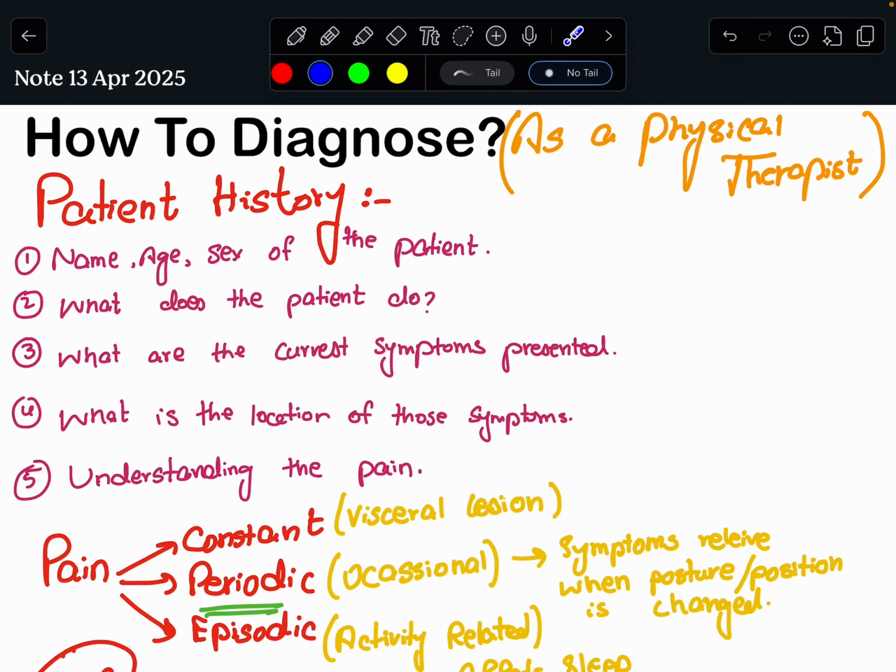Afterwards, you are going to see that the patient presented in front of you is saying that he or she is experiencing a lot of pain or has certain kinds of symptoms. You are going to ask about the current symptoms first. Okay, what are the current symptoms present? And then you are going to ask, where are those symptoms? Okay, is it back pain? Is it wrist pain? Is it an injury? Where is it? Okay, these are general information.